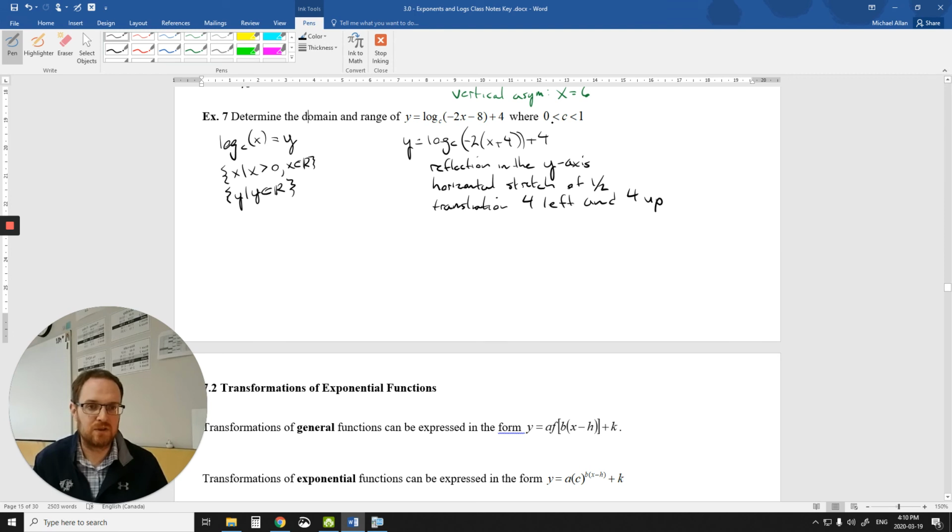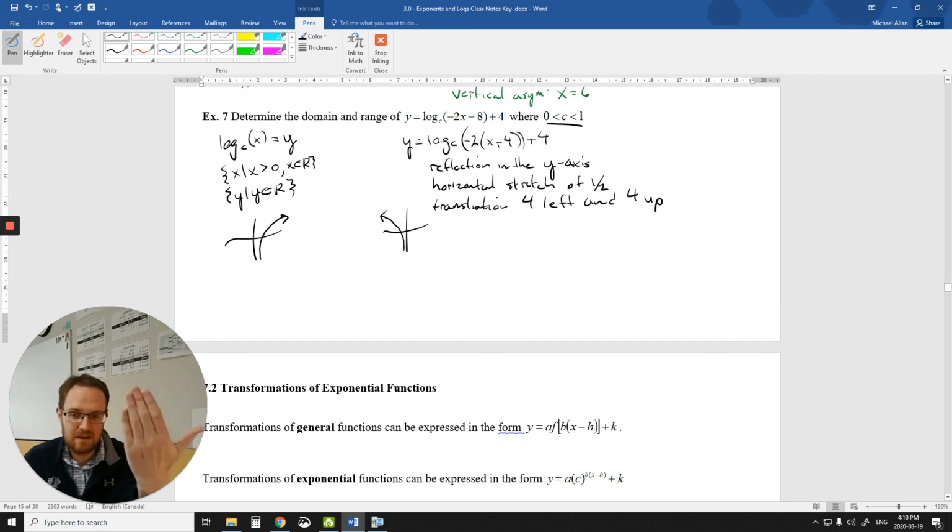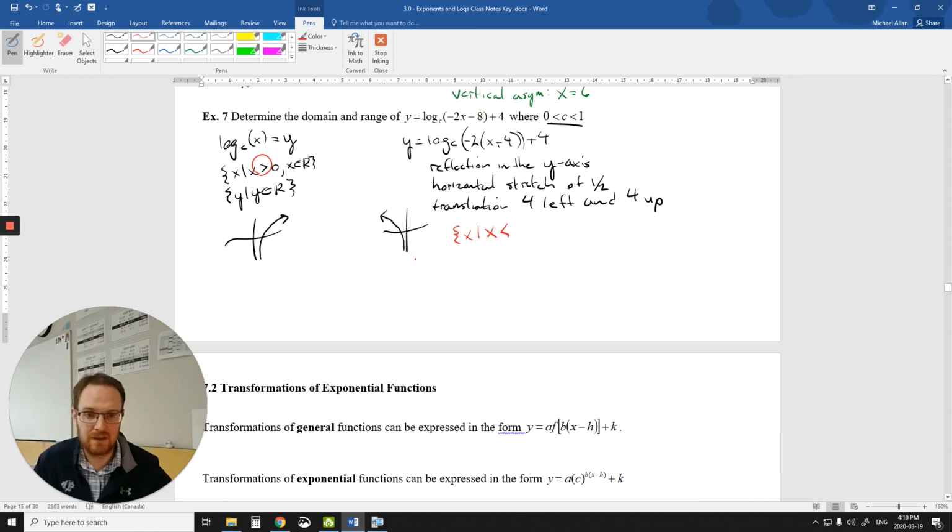So I'm not too concerned about this piece because that doesn't change our domain and range of the original graph. A reflection in the y-axis is going to change the graph; originally that's what this graph looks like. If I do a reflection in the y-axis, the graph is now going to look like this. So my domain has switched sides. So that means this here in my domain is going to be a less than sign now. It's going to be less than whatever the vertical asymptote happens to be.